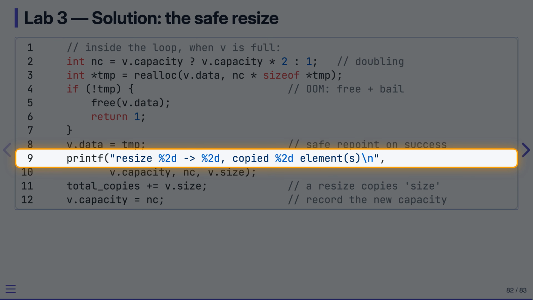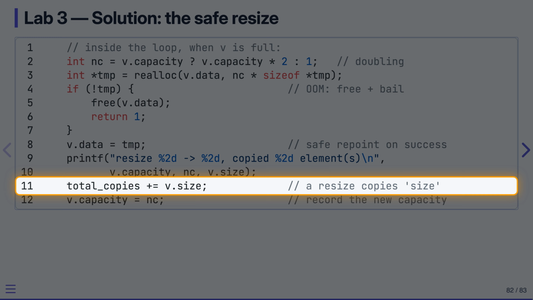This is the instrument. On each resize, we print the old capacity, the new capacity, and how many elements we just copied. And this line is the count that matters. We add the current size to the total copies, because a resize copies exactly the current size.